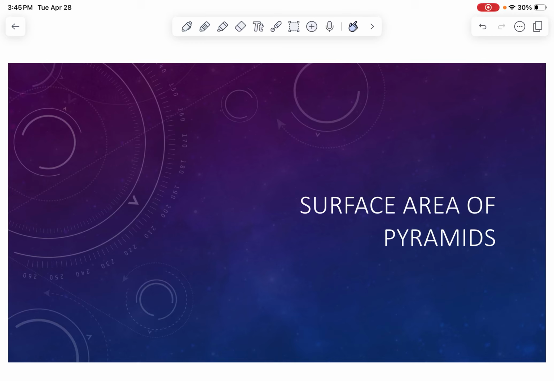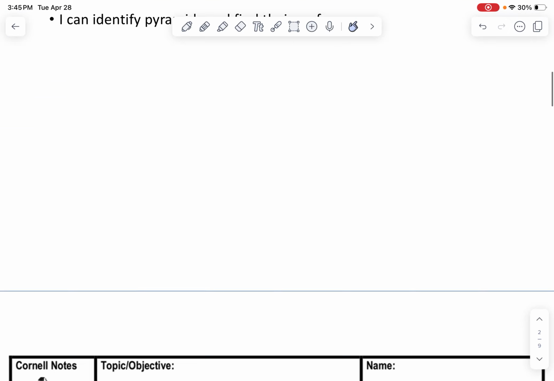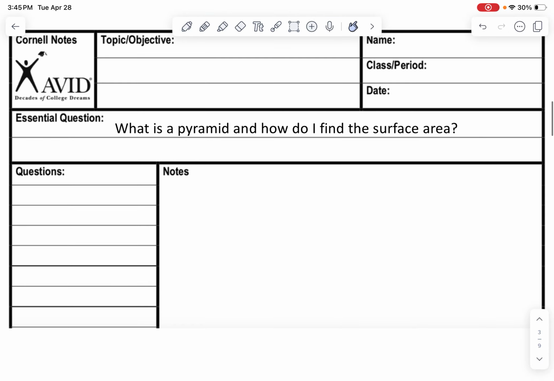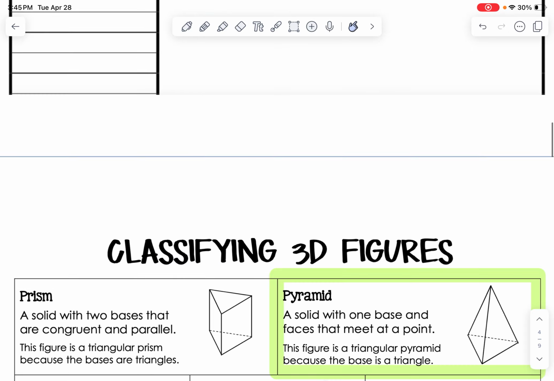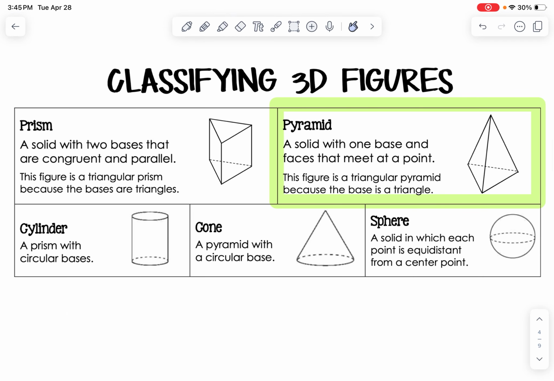Okay, hello. We're gonna talk about finding the surface area of pyramids in this lesson. So what is a pyramid and how do I find the surface area? A pyramid, I've highlighted here in green, is a solid with one base and faces that meet at a point. So this particular pyramid is a triangular pyramid because the base is a triangle. That's what we're going to look at and examine today.